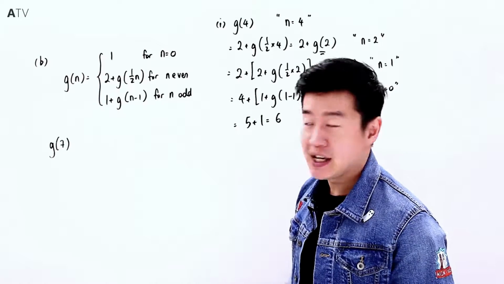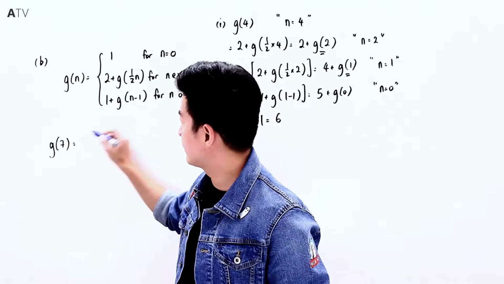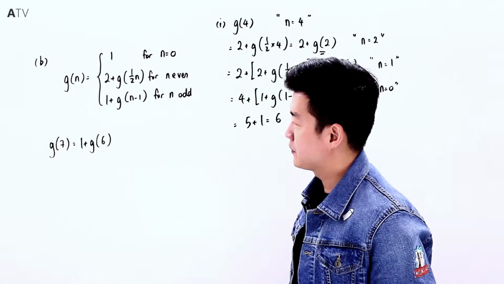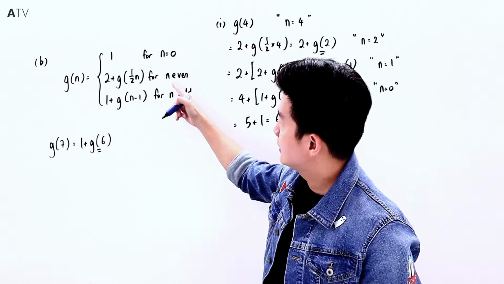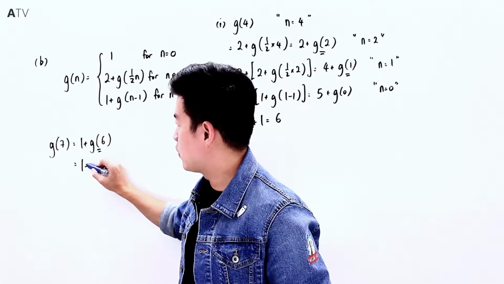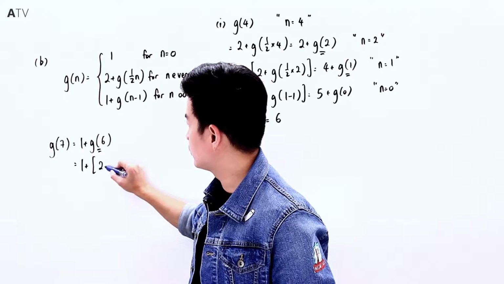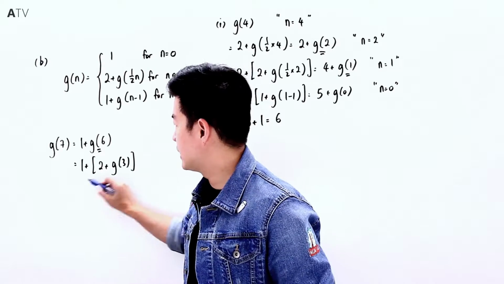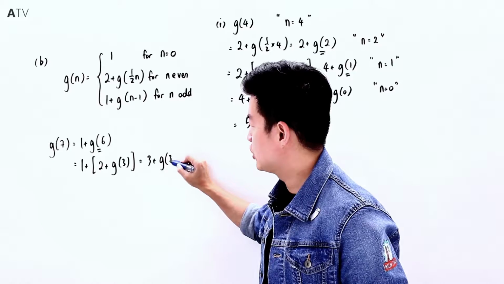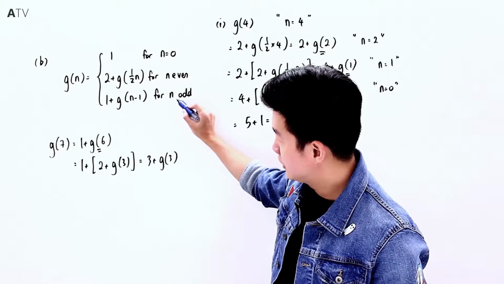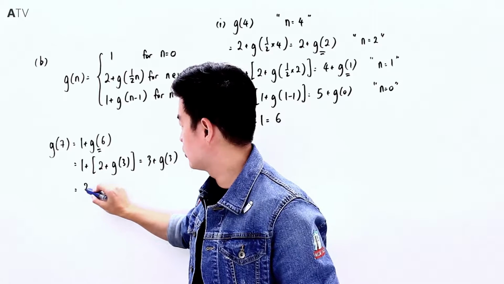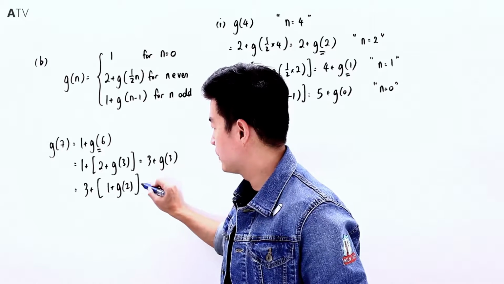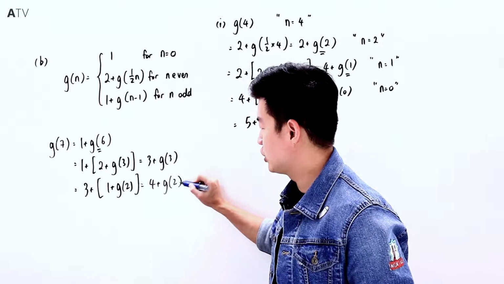G7. 7 over here is an odd number, so G7 will be 1 plus G of 7 minus 1, G6. As for G6, 6 is an even number, so it will be 1 plus this. I'm going to replace it by 2 plus G of half times 6, which is 3, which means that I'm looking at 3 plus G3. And 3 is an odd number, so I'm going to make use of this expression. So it will be 3 plus G3 will be 1 plus G2, which will give me a 4 plus G2.